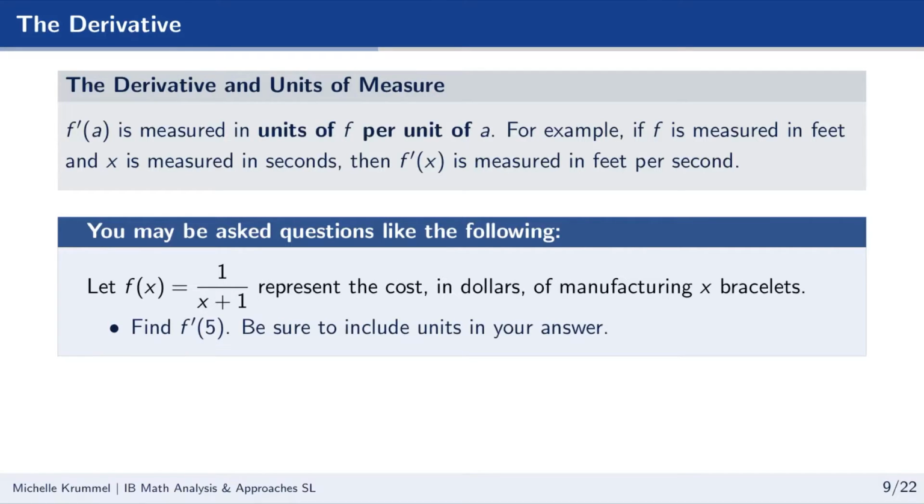Derivative in units of measure. f prime of a is measured in units of f per unit of a. For example, if our function f is measured in feet and our variable x is measured in seconds, then f prime of x is measured in feet per second. So we think about the units of f, and in function notation, we say y equals f of x. So this is like units of y per unit of a. And so here in function notation, a is the independent variable. So think of that like x.